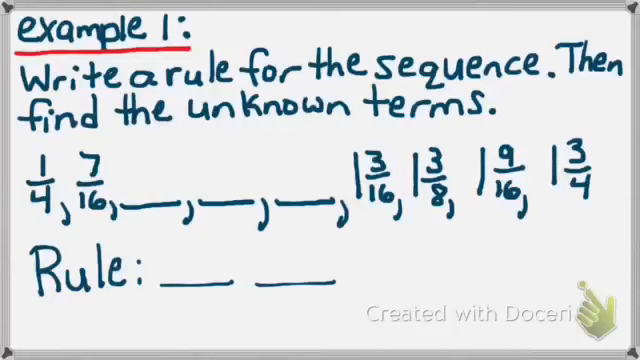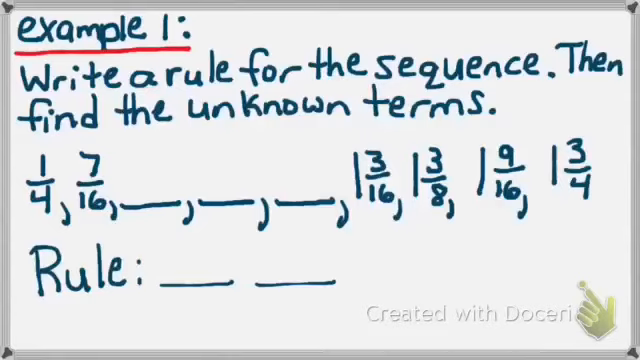It says write a rule for the sequence, and then find the unknown terms. So I have a sequence here, 1/4, 7/16. I have 3 blanks, which means there's 3 unknown terms. 1 and 3/16, 1 and 3/8, 1 and 9/16, 1 and 3/4. Boy, this seems like it's going to be hard. But it's not, because we're going to break it up step by step.